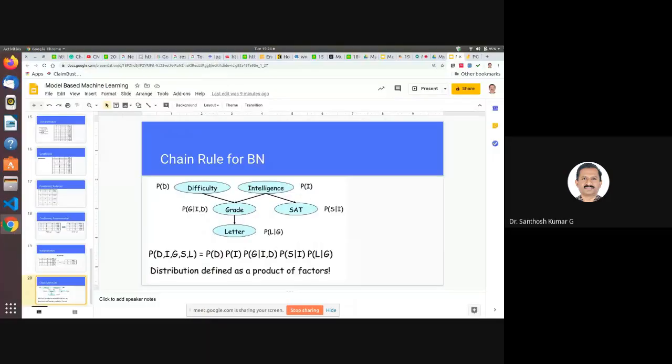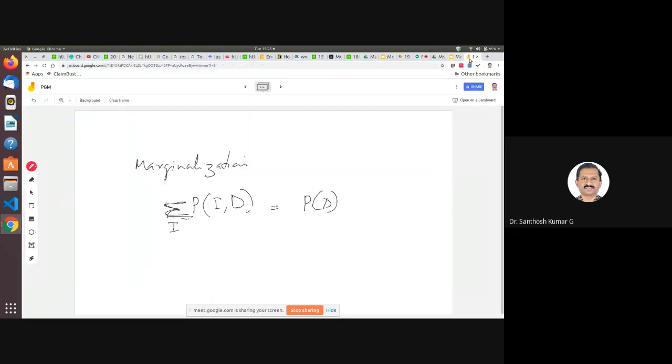So what I want to prove basically is this sum: P given I, D, G, L, S. I want to prove that it is a valid distribution. So I have to sum over all the I, D, G, L, S, because I'm going to marginalize this entire thing with respect to all the variables in this joint distribution. So how will you start?